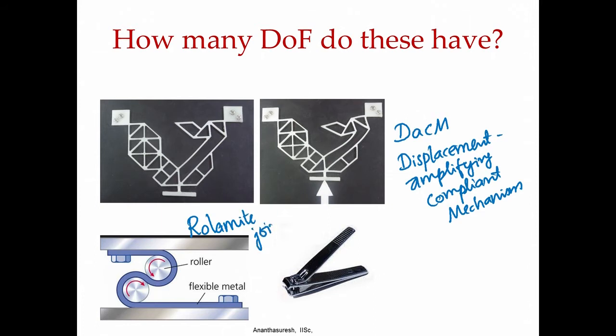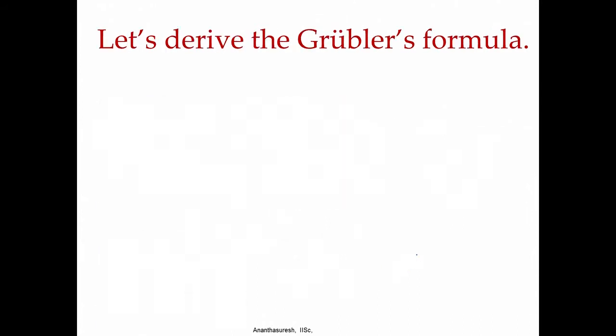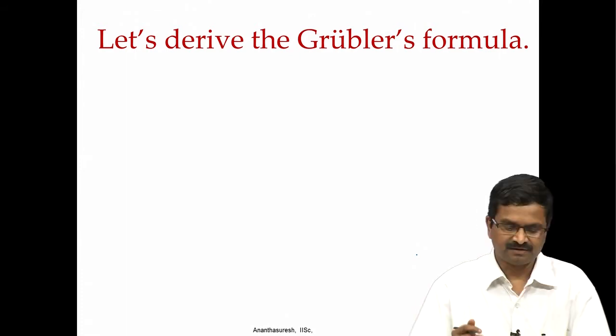This has a flexible metal strip that goes around as shown here, or our nail clipper. How do you talk about degrees of freedom for mechanisms that have flexible or elastic segments in them? That is what we would like to address. Before we do that, let us just understand Gruebler's formula, rather we derive it.